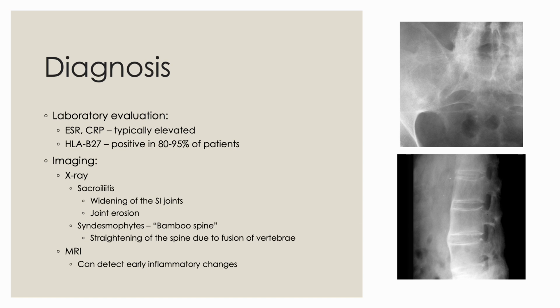Bamboo spine is a hallmark imaging finding, which is due to the presence of syndesmophytes and the straightening of the spine. This is a very late finding in progressed disease. MRIs can be used in cases that are highly suspicious for ankylosing spondylitis but lack the characteristic imaging findings on plain X-rays. MRI can be very helpful as it can detect early inflammatory changes.